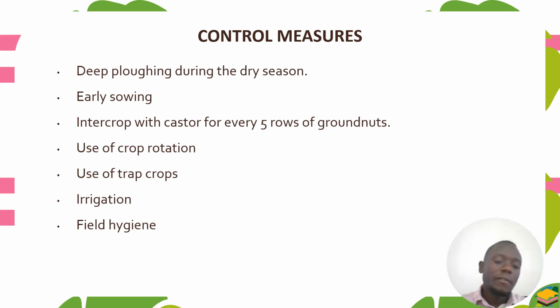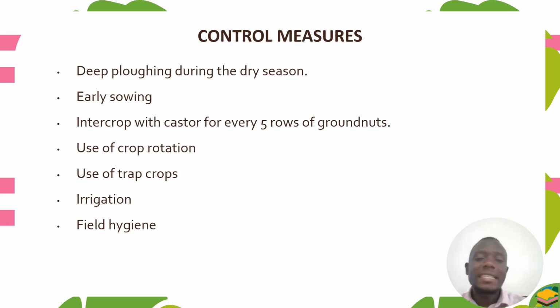We have talked of trap crops. These trap crops are crops which, if you plant them in the field, those red hairy caterpillars, those pests, will be interested in those crops instead of focusing on groundnuts. They'll pay more attention to those kinds of crops. So those crops are known as trap crops.